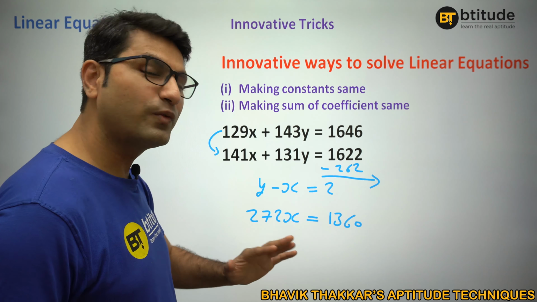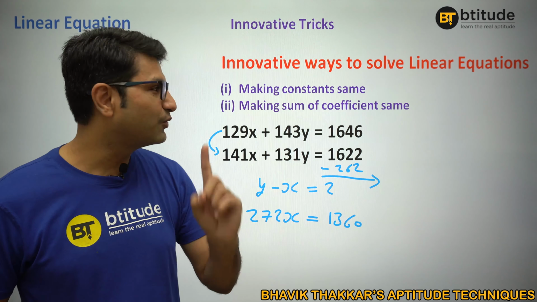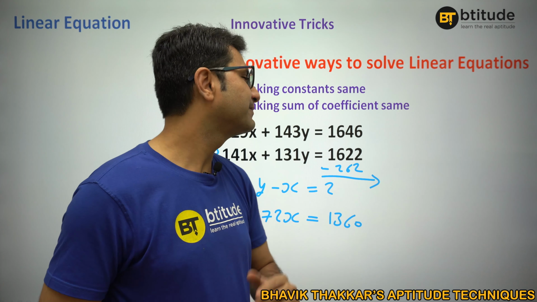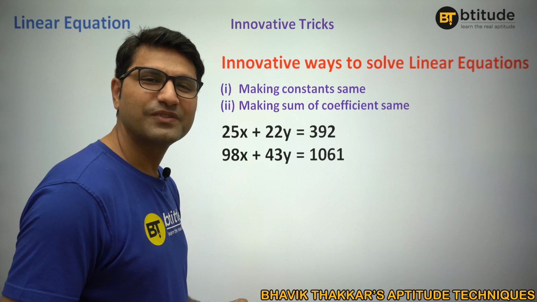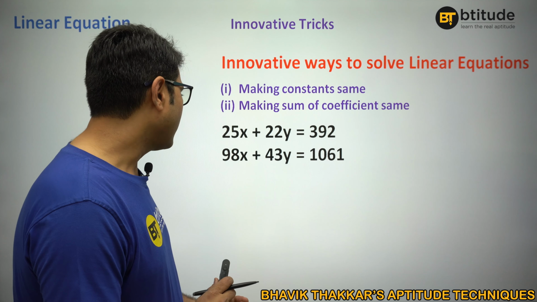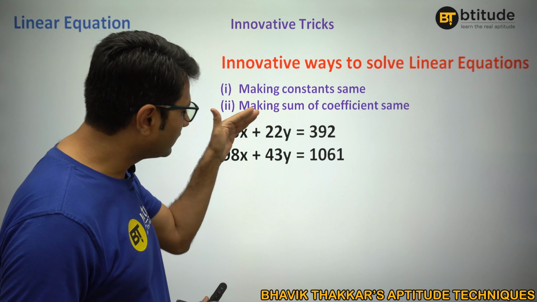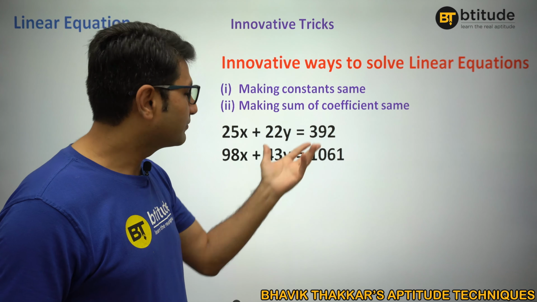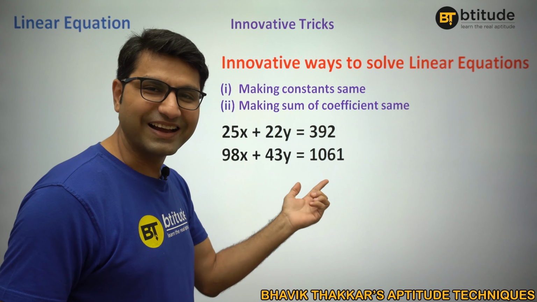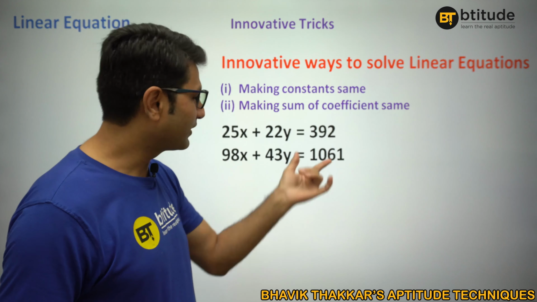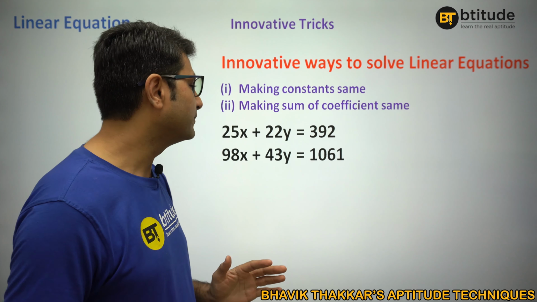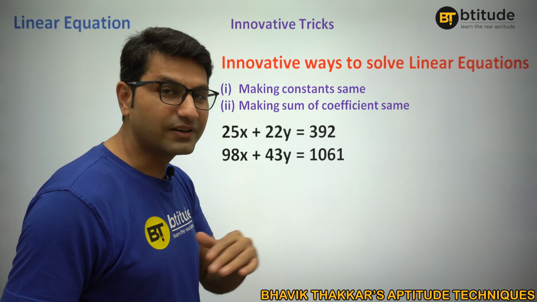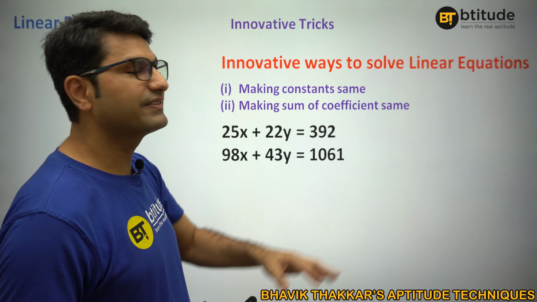Fine. So there were two ways to solve this kind of question, where making sum of coefficients same. Fair enough, right? All right then. What about this one? Can you solve this one? Now you will say, sir, making x equal is difficult, making y equal is equally difficult. Total is also not that easy, right? Because there is no LCM we can find very easily. So the traditional method doesn't work. Making constant same does not work. Making sum of coefficients same.